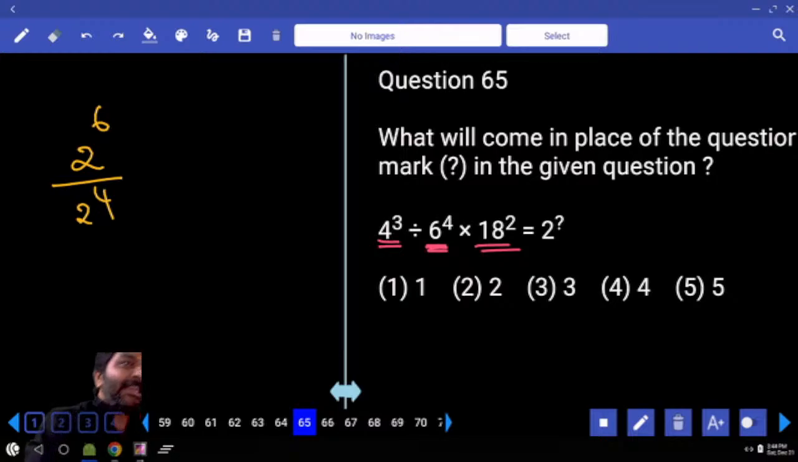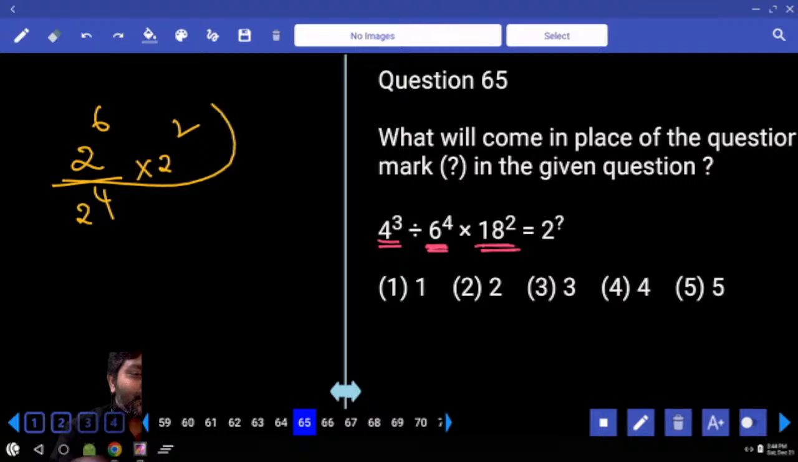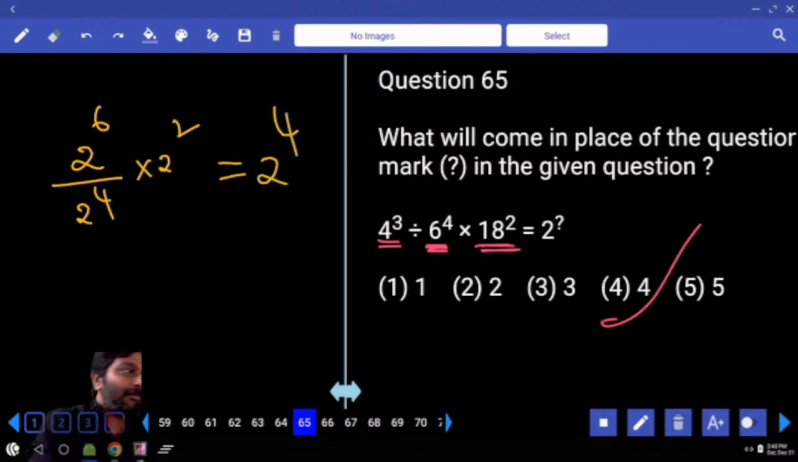18. Is it 2 multiple? Is it 4 multiple? So 18 can be written as 2 into 9 only. 18 square in the sense 2 square into some other number square. I don't need what it is. Into 2 square. What is numerator? 2 power 8 by? Answer 2 power? Answer? Done.